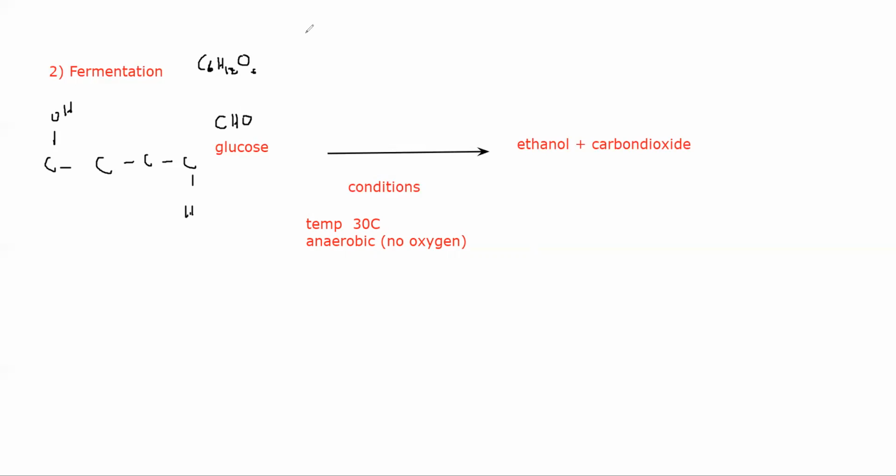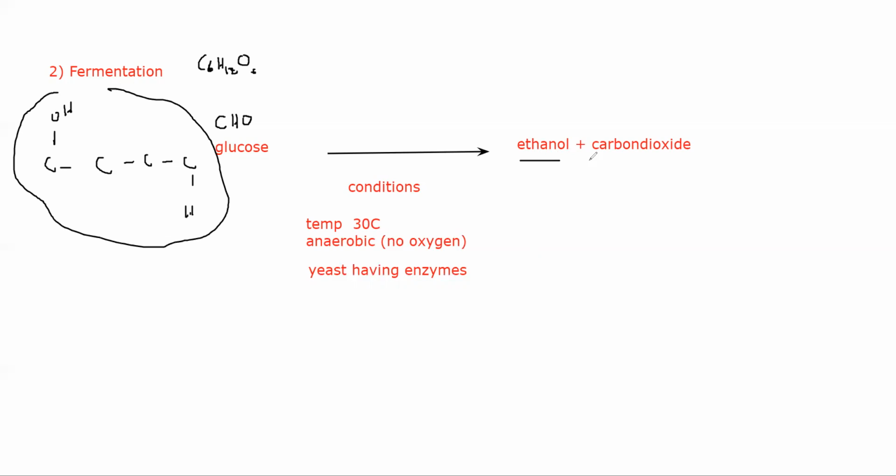The three elements present are carbon, hydrogen and oxygen. Due to the presence of yeast, which has enzymes that catalyze this biological change, like a change in the geometry of the molecule, these enzymes cause breaking down of this whole molecule. When the molecule breaks, as a result it gives carbon dioxide and ethanol.